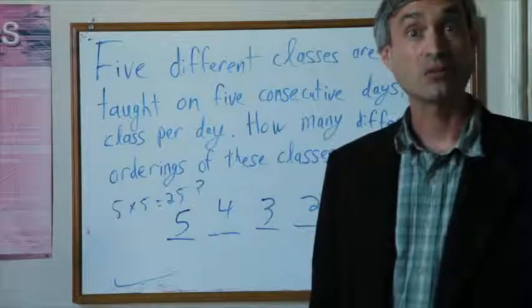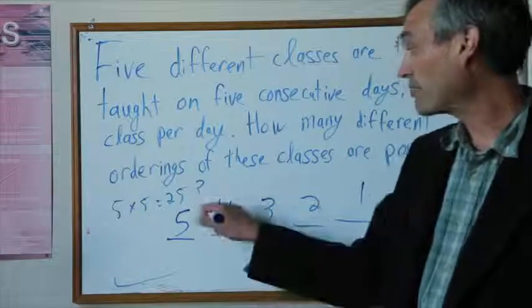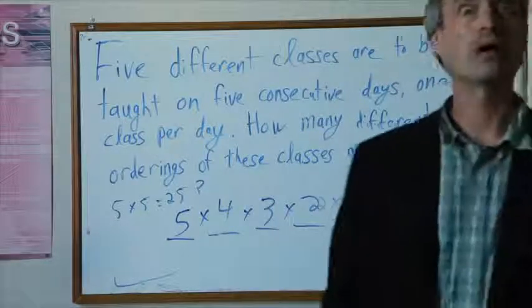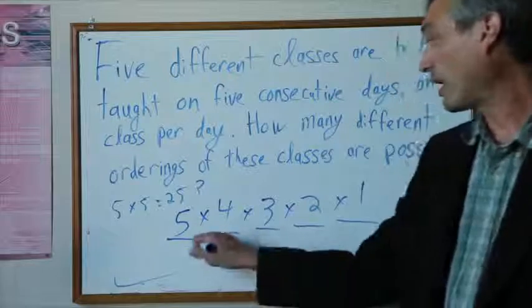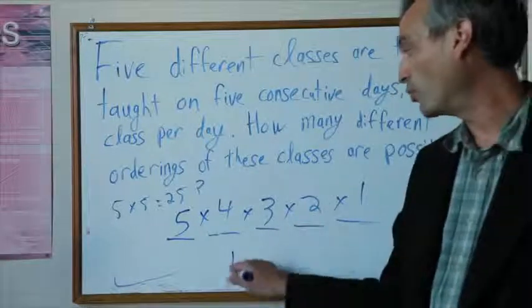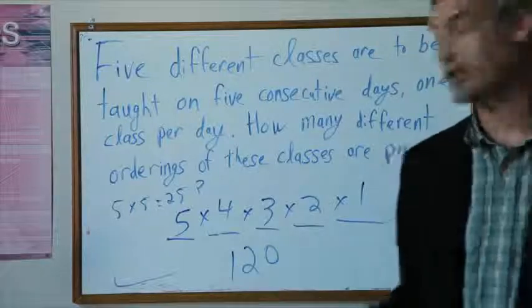The basic counting principle says that from there, simply multiply those numbers to get the total number of combinations. 5 times 4 is 20, times 3 is 60, times 2 is 120, so there are 120 different orderings of the classes.